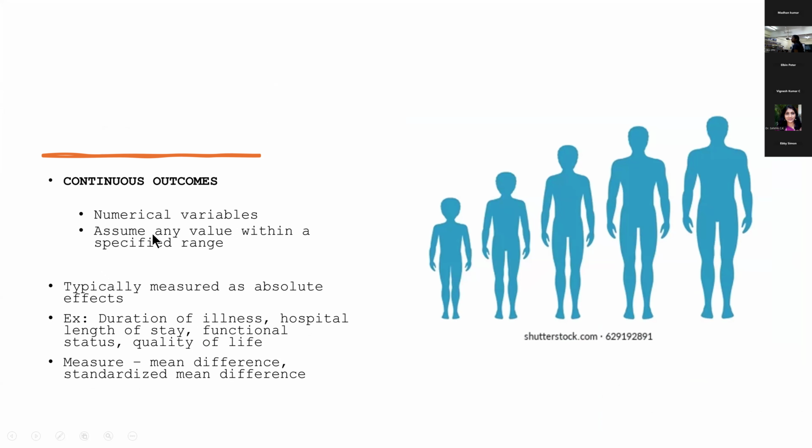On the other hand, continuous outcomes, these are numerical variables which fall within a range. And they're typically measured as absolute effects. For example, the number of days. So could be the duration of illness, the hospital length of stay, maybe the functional status, the quality of life. And you actually measure the difference between 2 groups by using the mean difference or the standardized mean difference.